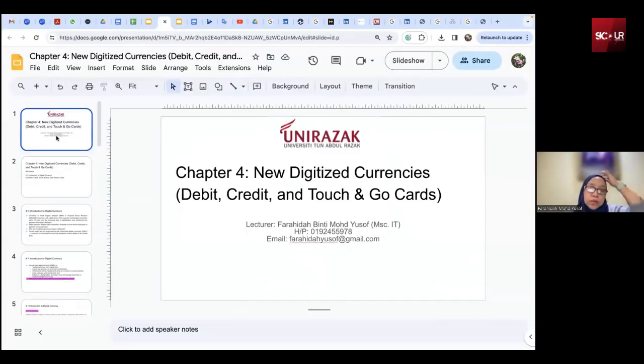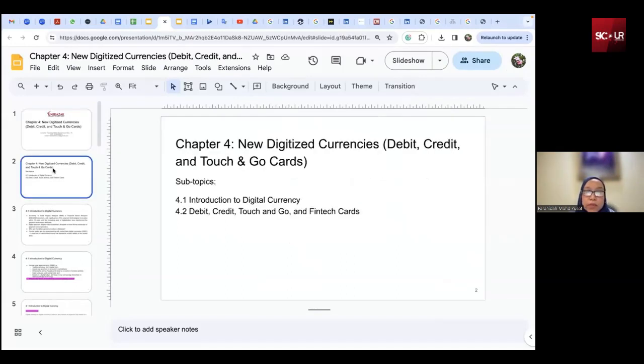Okay. So come to chapter 4. New digitized currency and debit, credit and Touch 'n Go cards. Okay, so this chapter only has two subtopics, which is digital currency and also debit, credit, Touch 'n Go cards and fintech cards.